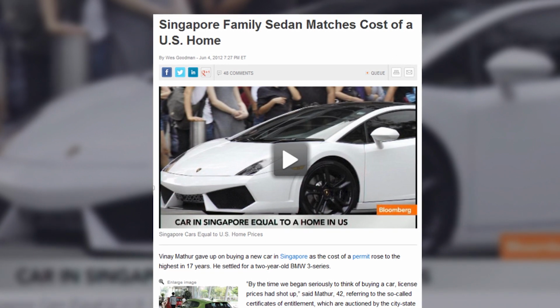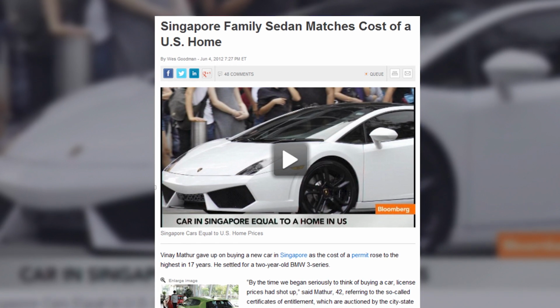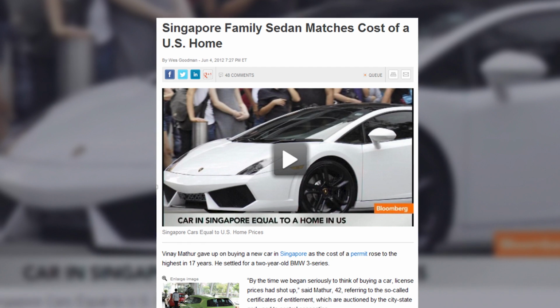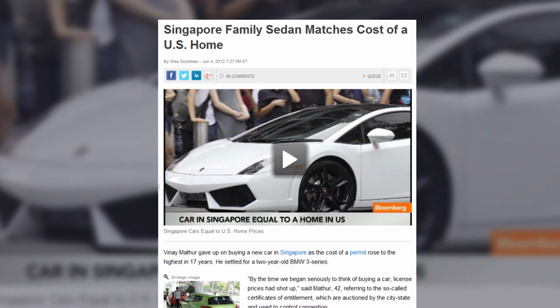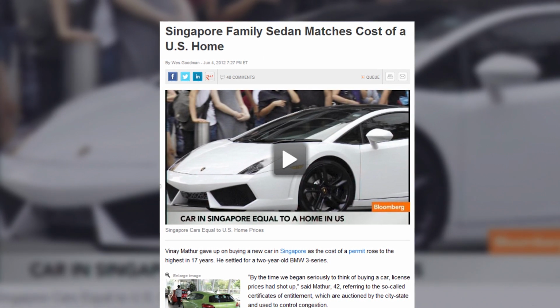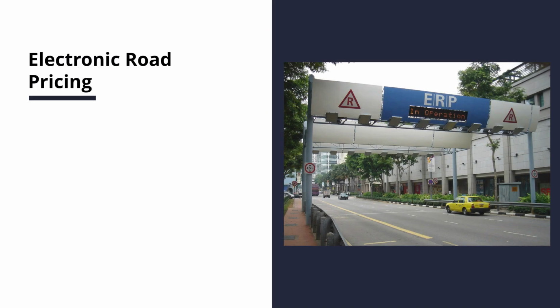And this is a story from The Economist from a few years ago, basically saying that a Singapore family sedan right now, when you account for all the taxes and fees and the certificate of entitlement, costs the same as an average US home, about $150,000. So Singapore became a very expensive place just to own a car. But there was still traffic. And so then the island began electronic road pricing.